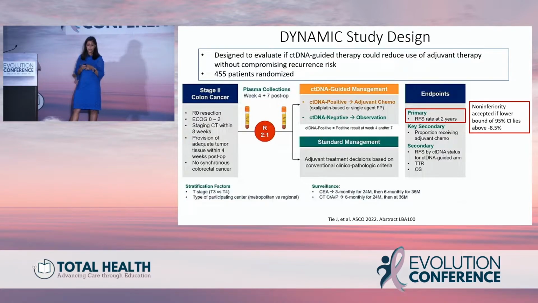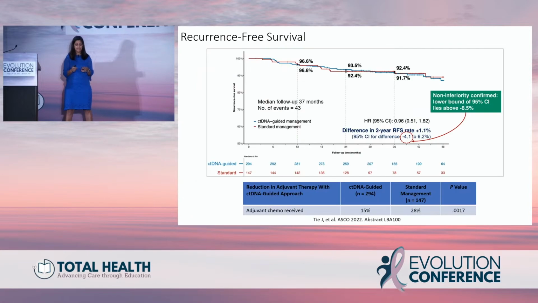The primary endpoint was recurrence-free survival, and it was a non-inferiority design study. So use of ctDNA actually did meet non-inferiority. And what we saw is that there was a 50% reduction in the use of chemotherapy with using this test.